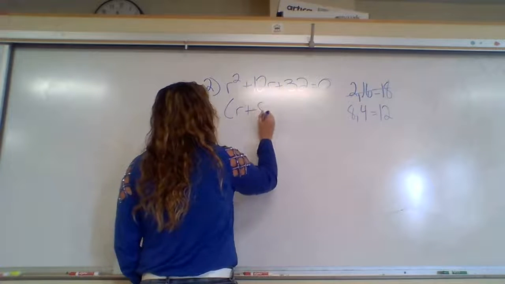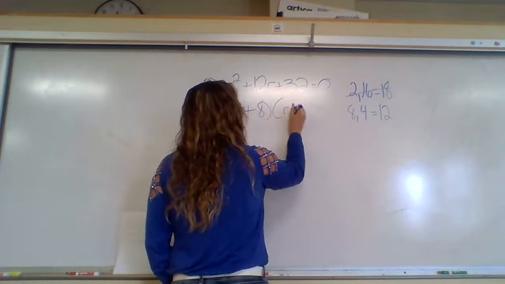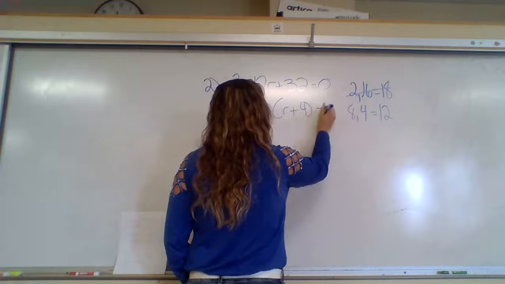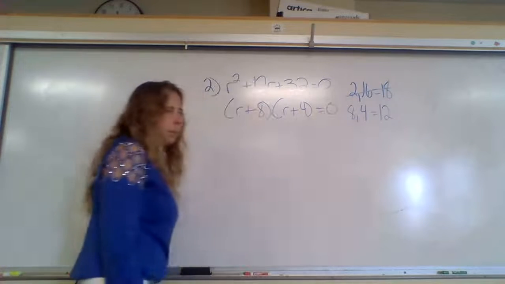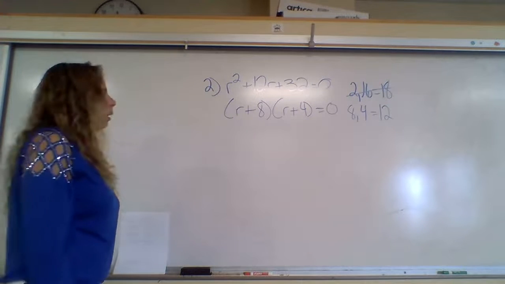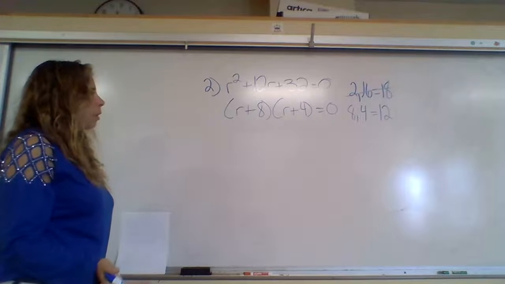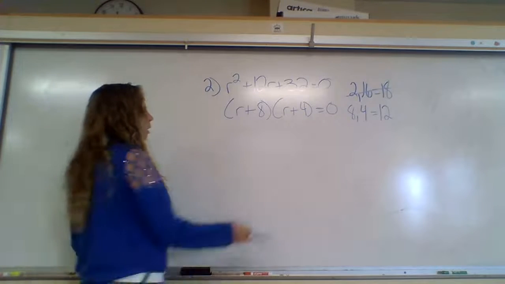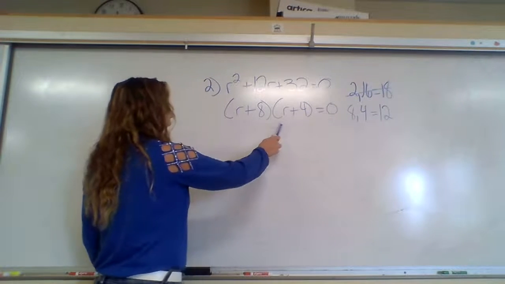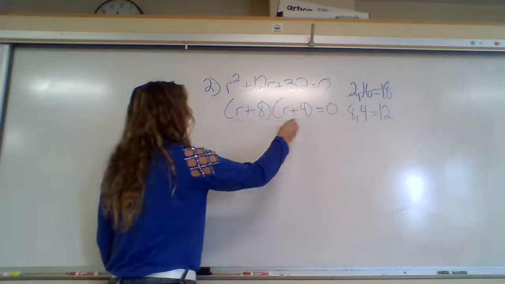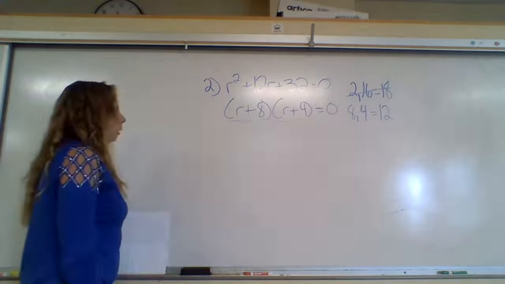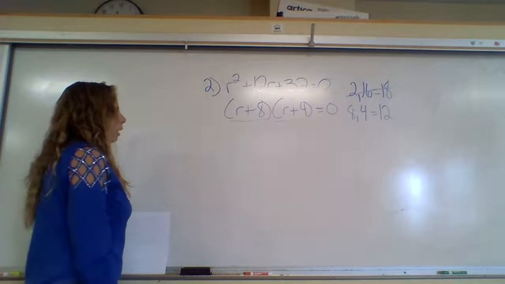R plus 8, R plus 4 equals 0. Once again, you're not done. You have to solve. What value of R will make this equal to 0?